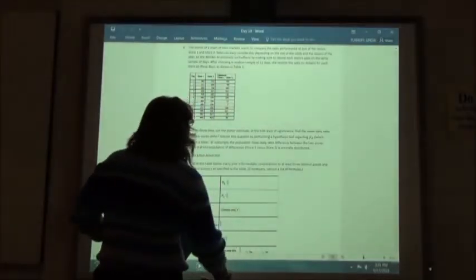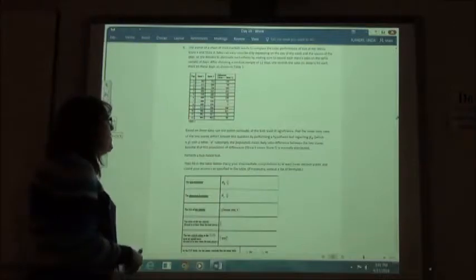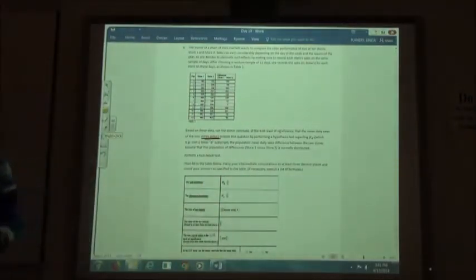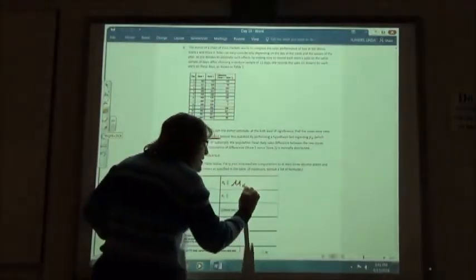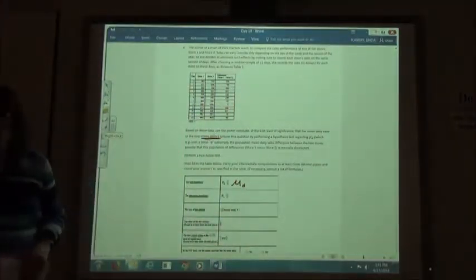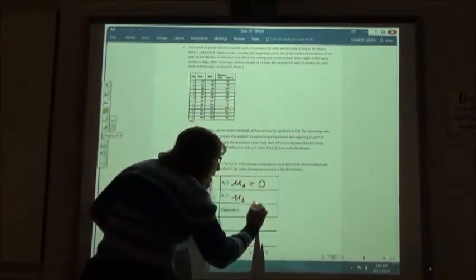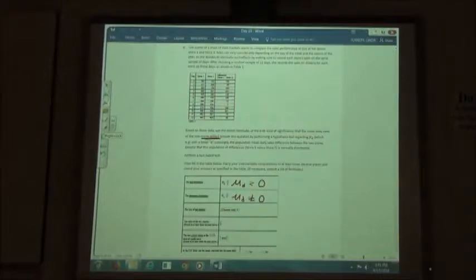Based on these data, can the owner conclude at a 0.05 level of significance that the mean daily sales of the two stores differ? So this is like problem number 4 was, where they differed, right? So if they differ, we're going to say either my mu sub D is equal to 0 or mu sub D is not equal to 0. So here we're doing one of those two-tailed tests.